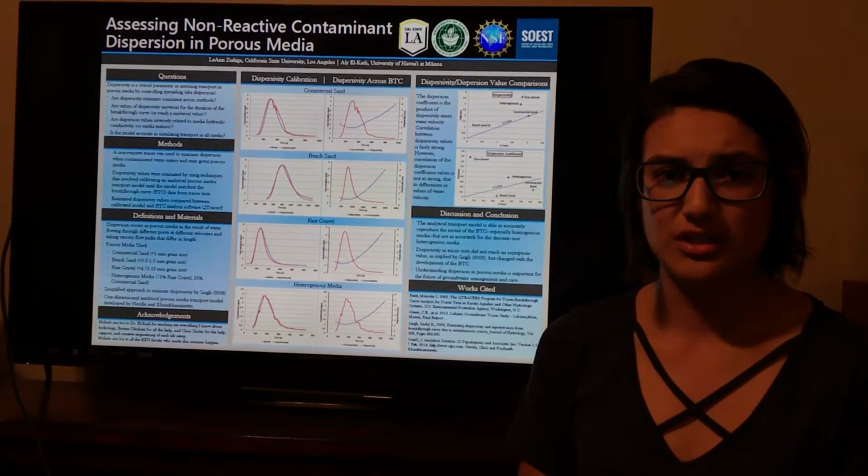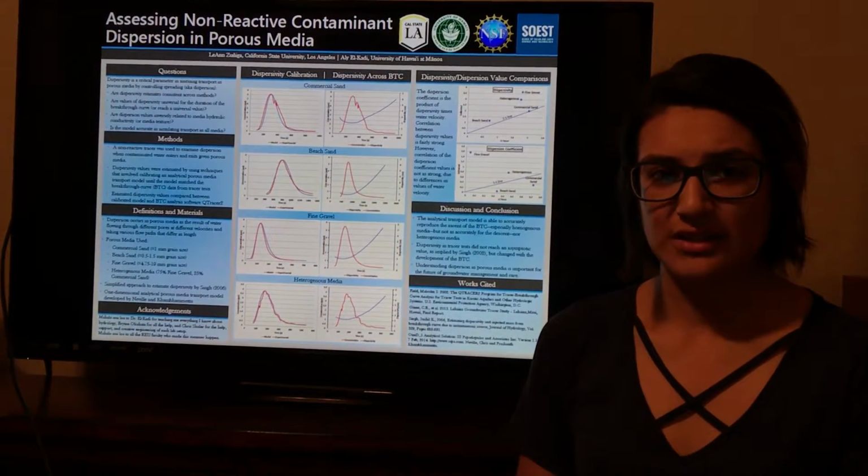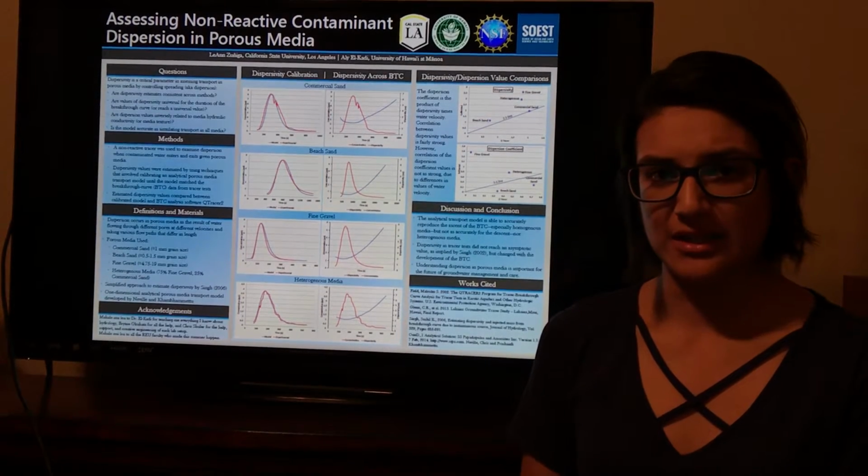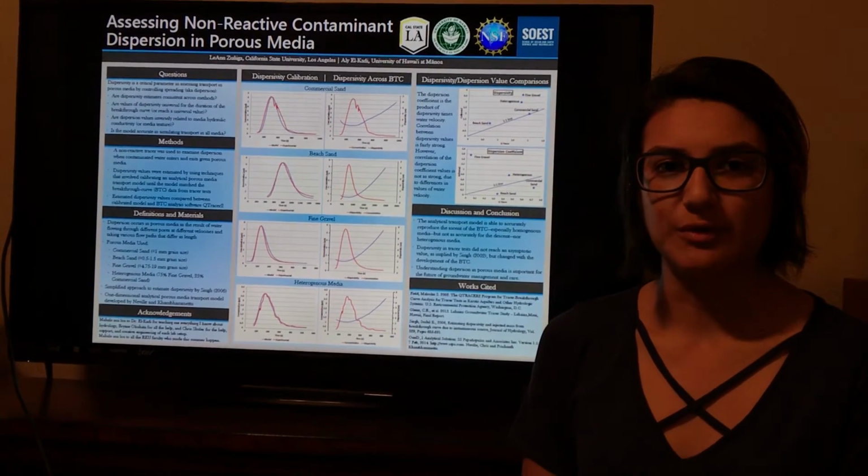it using simple equations and analytical models, field tests can be better implemented and we can better understand how contaminants move through aquifers.